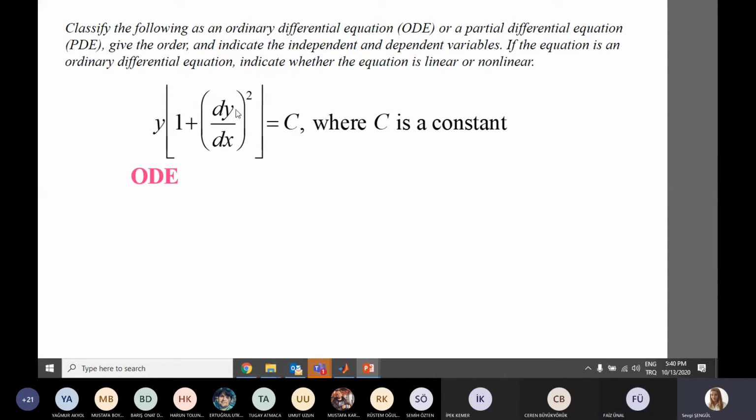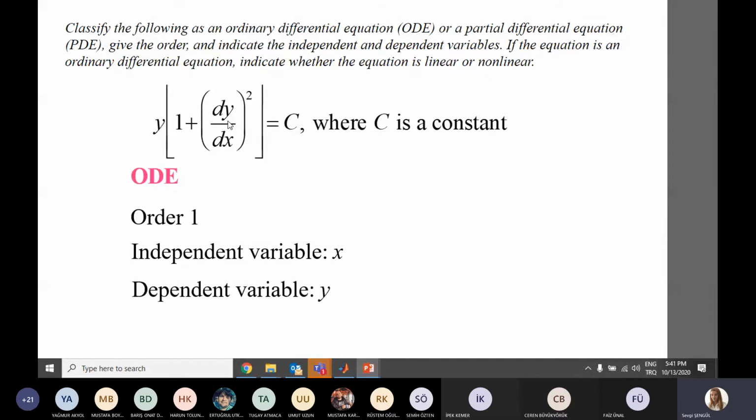If you are showing the order, you need to put parentheses around the 2. If you see a parenthesis around 2, it means this is the second derivative. But if the parenthesis is around the term, it means that this term is squared. That's why this order is 1. Our independent variable is x, our dependent variable is y. Is it linear? No, because this term has a second power. The derivative term should not have any power. It should come alone. That's why this is not linear.